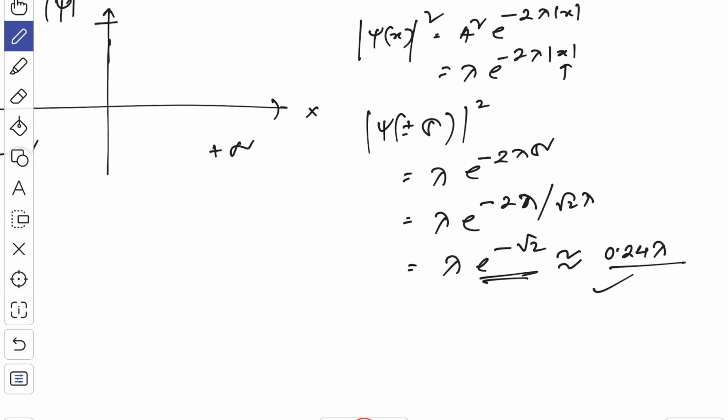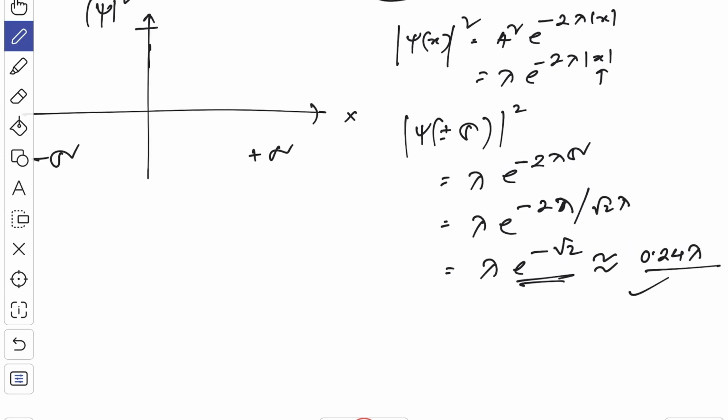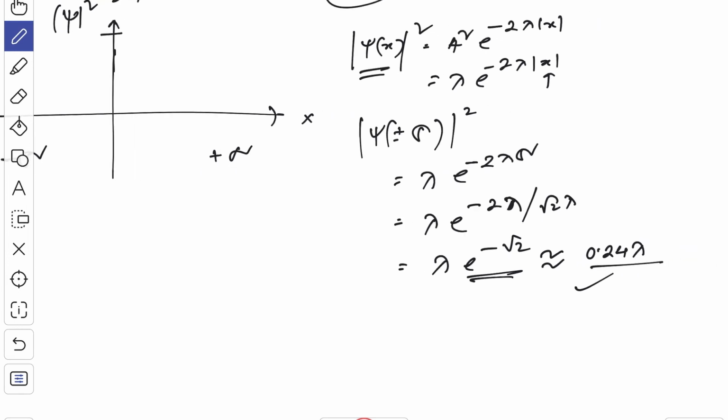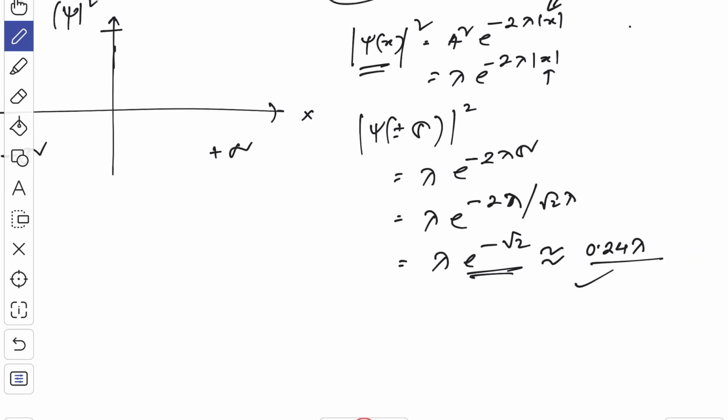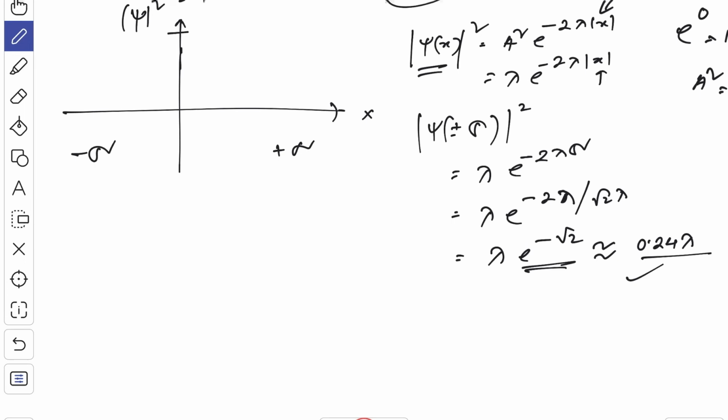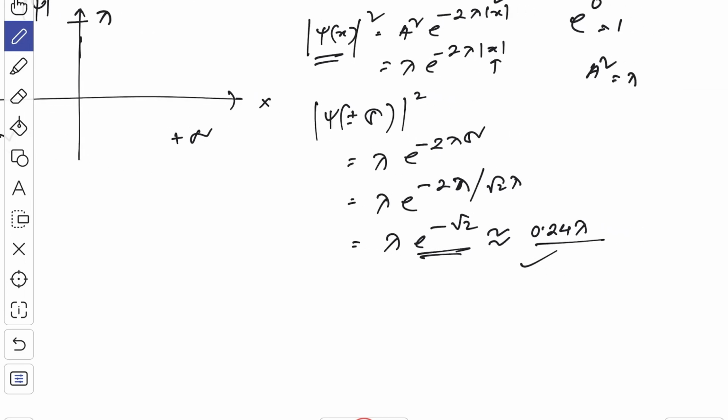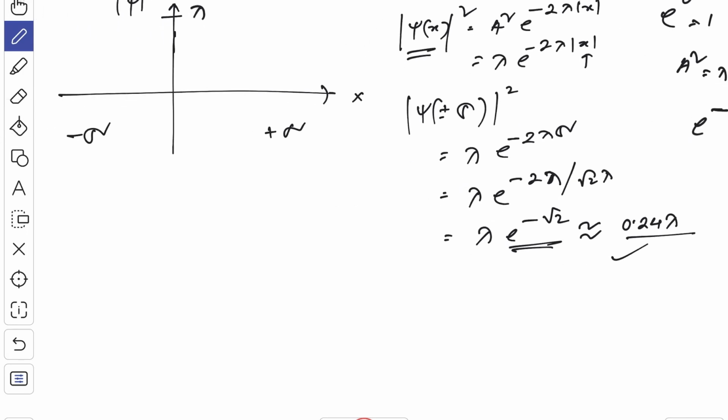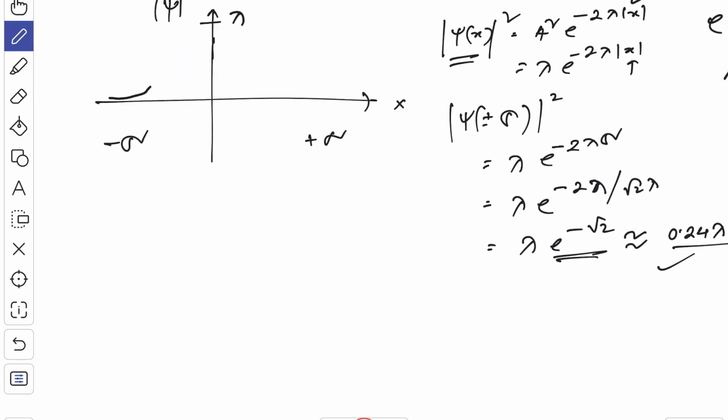So here you see, the value of this psi will be maximum when x is equal to 0. When x is equal to 0, then e to the power 0 is 1, 1 into a square is a square. A square is nothing but lambda. So that is the maximum value. Then if you put any other value, positive or negative, e to the power negative of something is always going to be decreasing here. So then we will get this kind of graph.